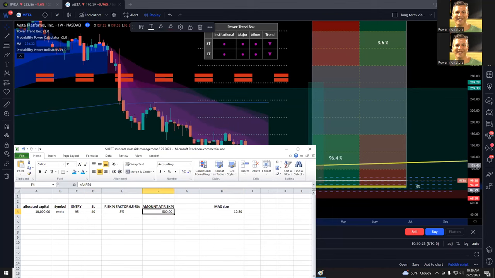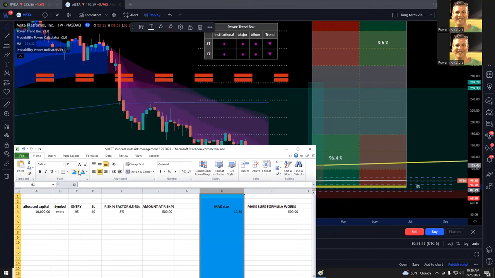Is everybody clear? So if you want to make sure the formula works, you go like this: you have this 12 shares maximum size, equal this maximum shares times the risk, the maximum stop loss, and that should equal the maximum amount at risk, the 500. Do you see how now the optimum size is exactly what I told you? We're clear? Is everybody clear?